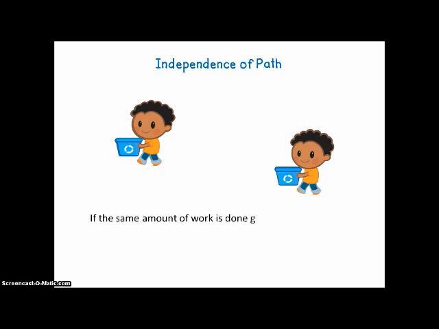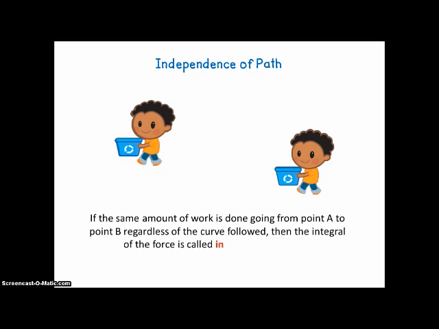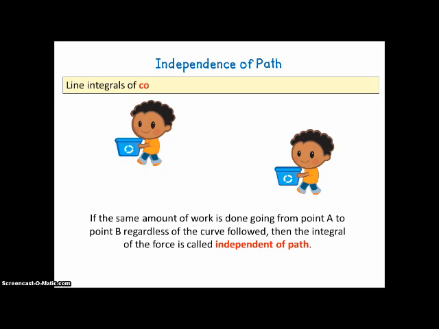If the same amount of work is done going from point A to point B, regardless of the curve followed, then the integral of the force is called independent of path. Line integrals of conservative vector fields are independent of path. Now this little guy then is not working in a conservative vector field.